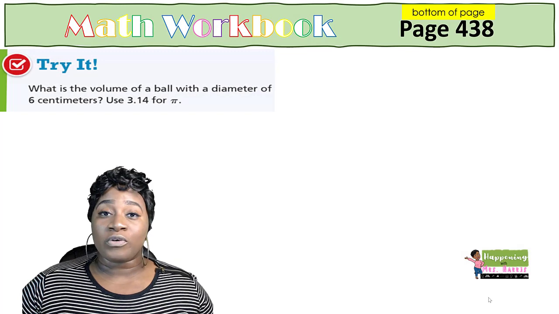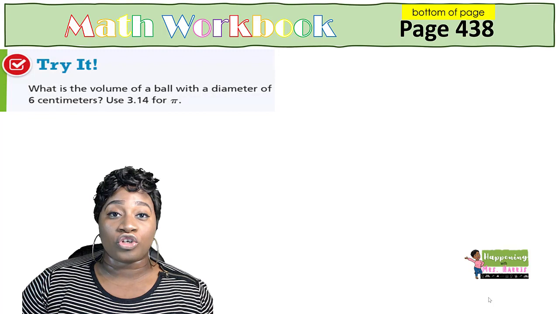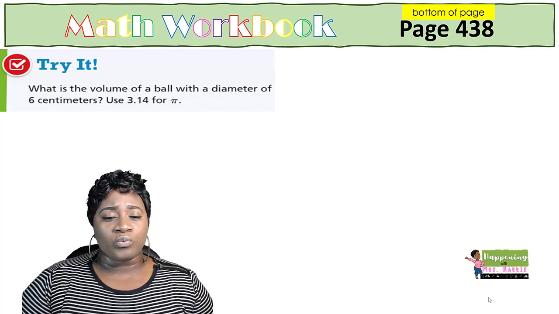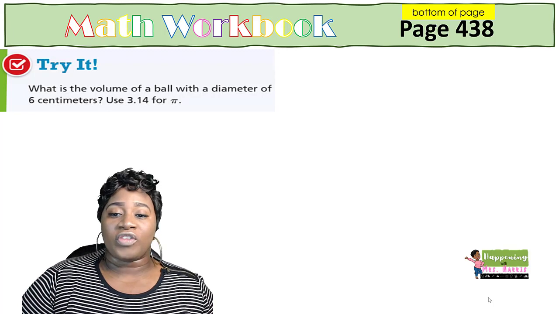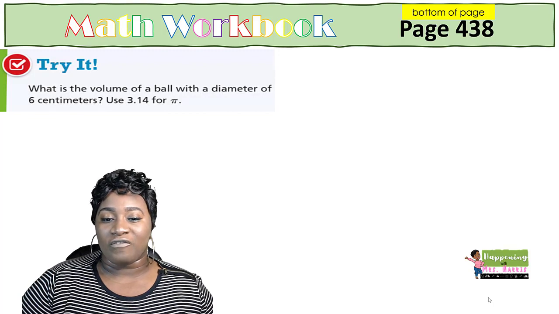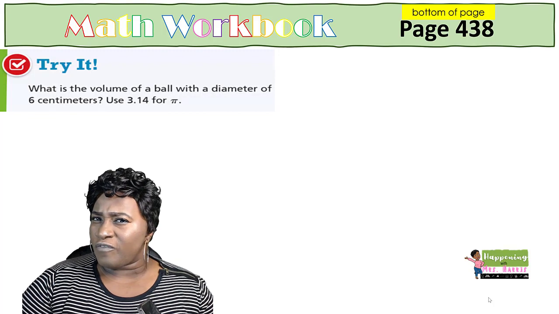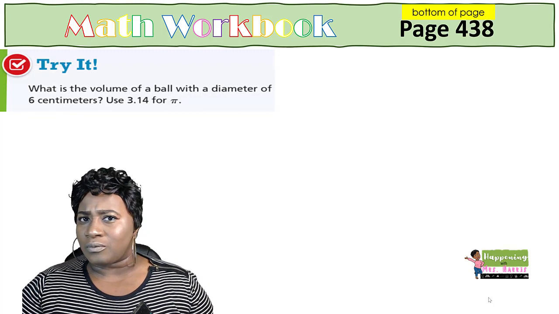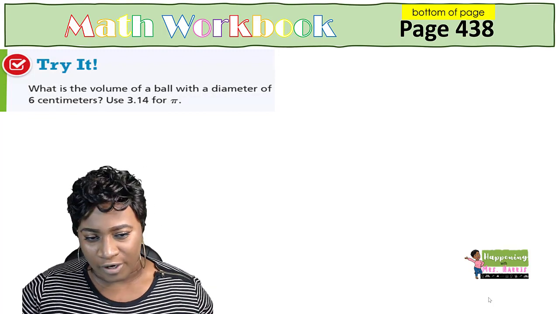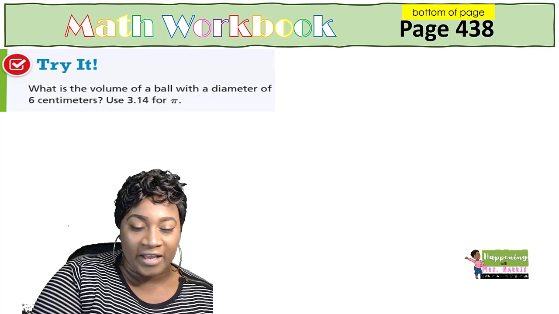Okay, so now I want you to take out your volume 2 math workbook. We're going to turn to page 438, and we're going to look at the bottom and find the first try it problem. It says, what is the volume of a ball with a diameter of 6 centimeters? Use 3.14 for pi. Let's take a look at this. We need to first figure out what type of shape we are dealing with. The volume of a ball, we know that a ball is the shape of a sphere. So we're going to first do step 1, which is write the formula.